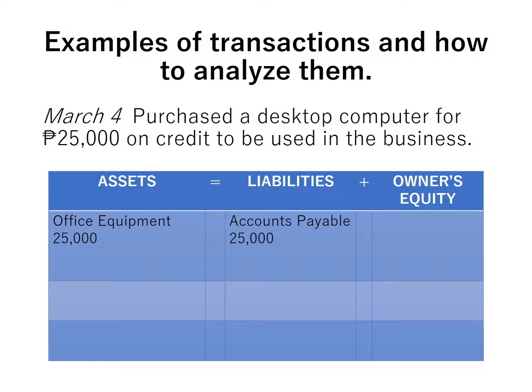March 4, the business purchased a desktop computer for 25,000 pesos on credit to be used in the business. Office equipment increased by 25,000 pesos. Accounts payable increased by 25,000 pesos.